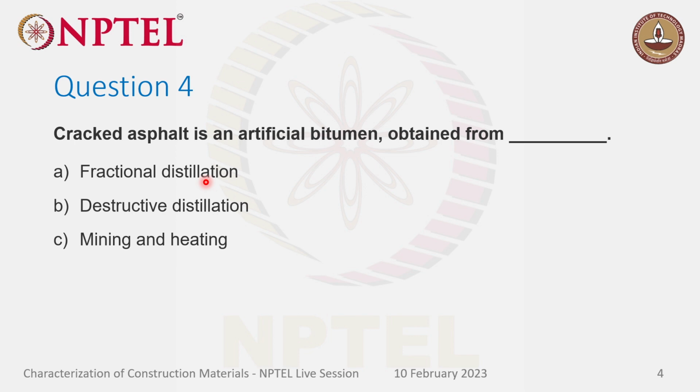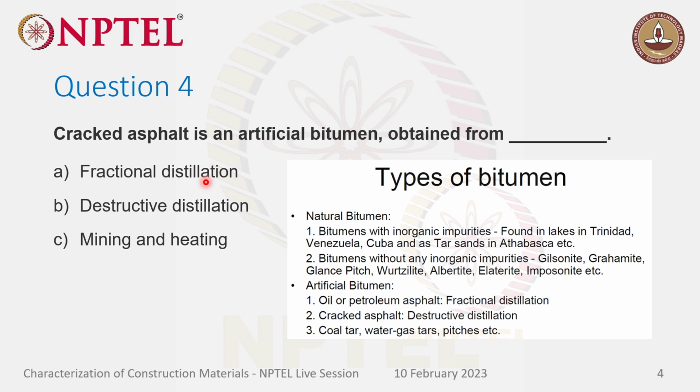Time is up. Let's see the correct answer. As discussed, there are different types of bitumen: natural bitumen and artificial bitumen. In artificial bitumen, cracked asphalt is one of the types, and it is manufactured by destructive distillation, in which a solid is subjected to decomposition on heating. From that, we get cracked asphalt. So the correct answer is option B.